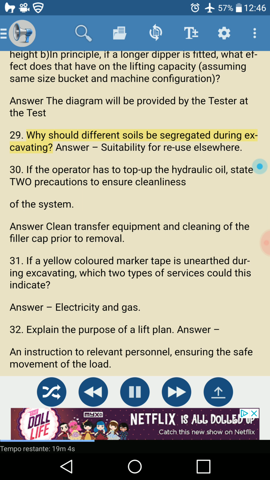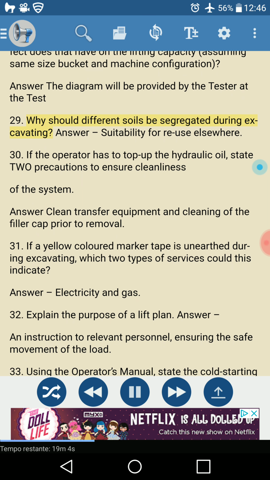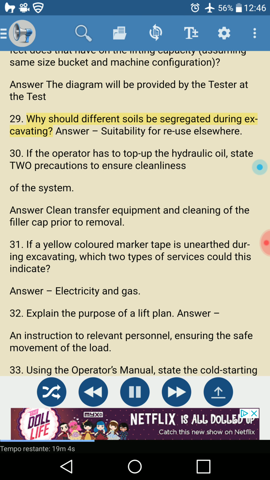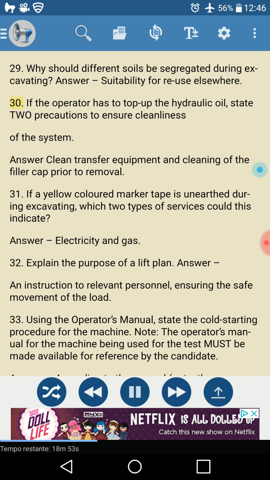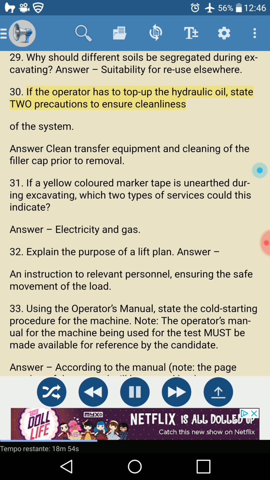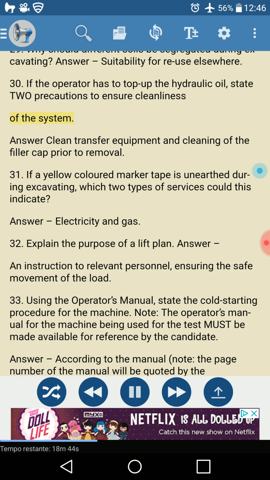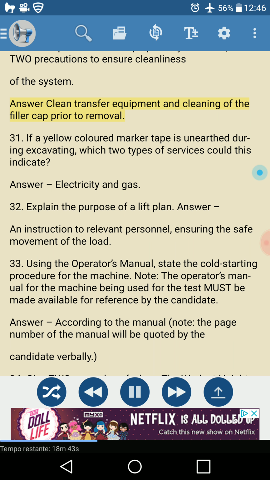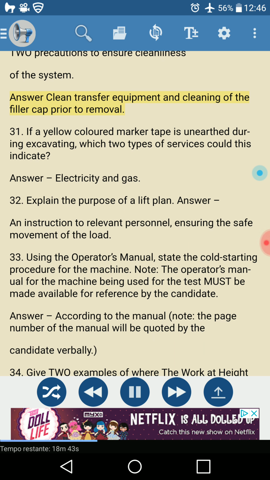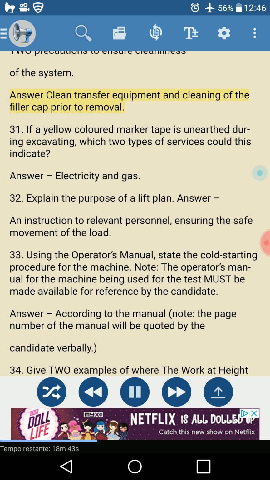29. Why should different soils be segregated during excavating? Answer. Suitability for reuse elsewhere. 30. If the operator has to top up the hydraulic oil, state 2 precautions to ensure cleanliness of the system. Answer. Clean transfer equipment and cleaning of the filler cap prior to removal.